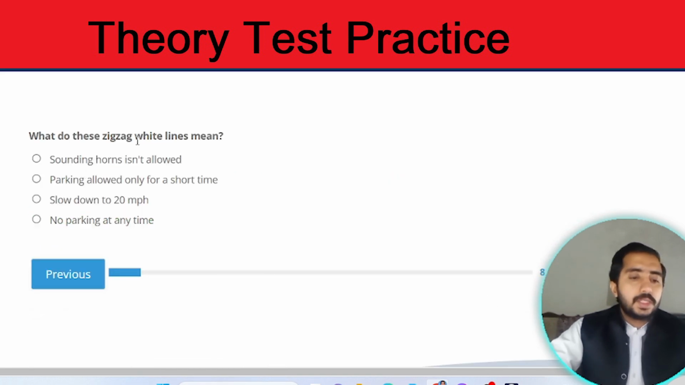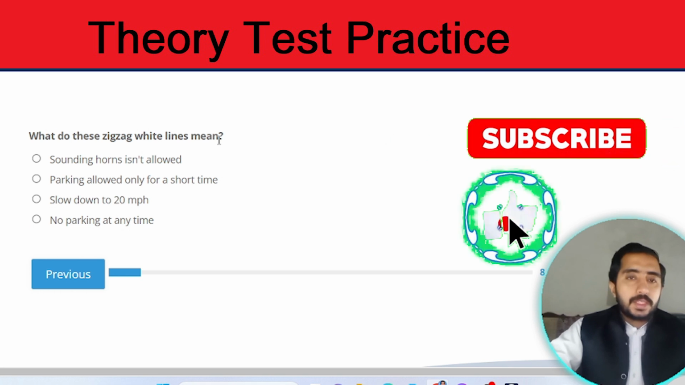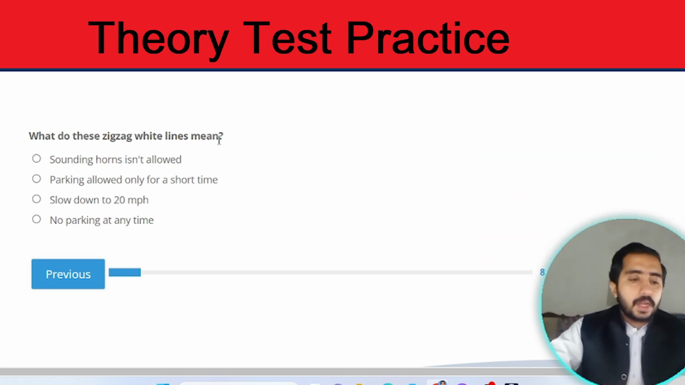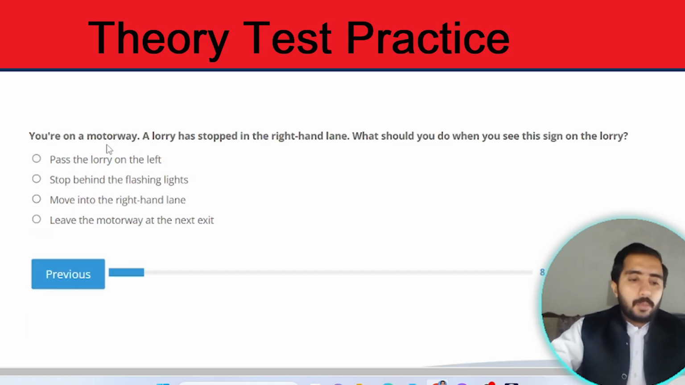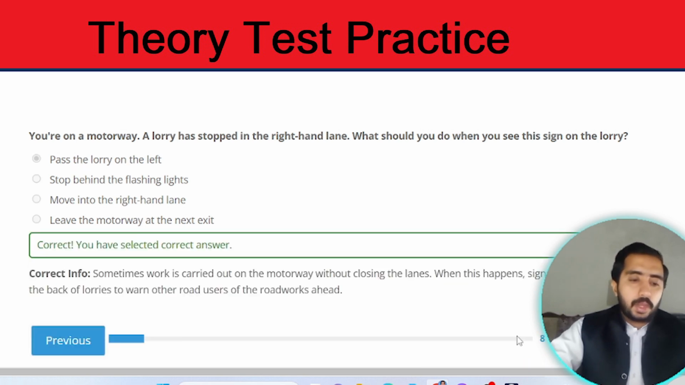What do these zigzag white lines mean? Zigzag white lines mean no parking at any time. Next one. You are on a motorway, a lorry has stopped in the right hand lane. What should you do when you see this sign on the lorry? You need to pass the lorry on the left, option A.